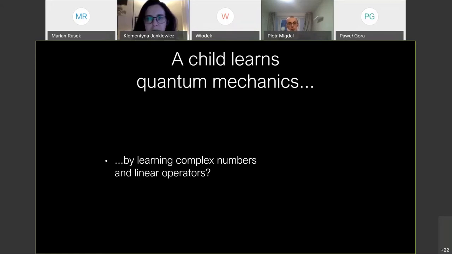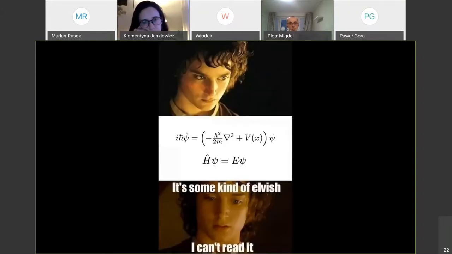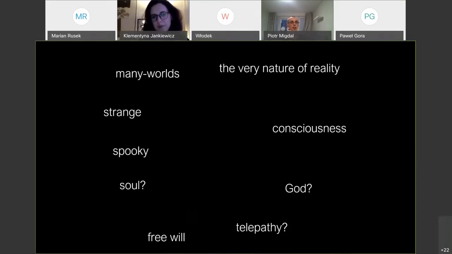So why do you think that the only way to learn quantum mechanics is via mathematics? Well, you take it for granted, especially since unless you studied physics, this looks like Elvish. At least when I show it to people who don't have a background in quantum information, quantum computing, quantum physics, or even any kind of engineering, for them it's sorcery basically.